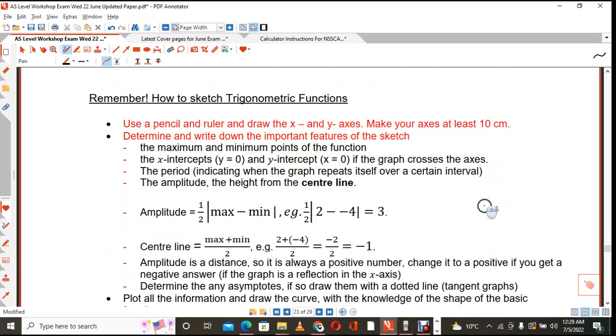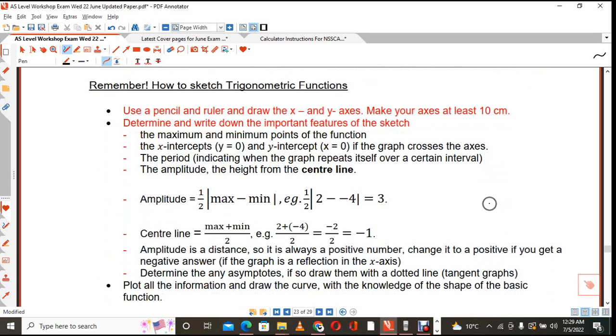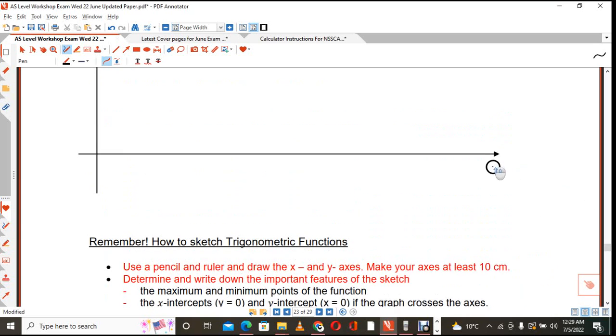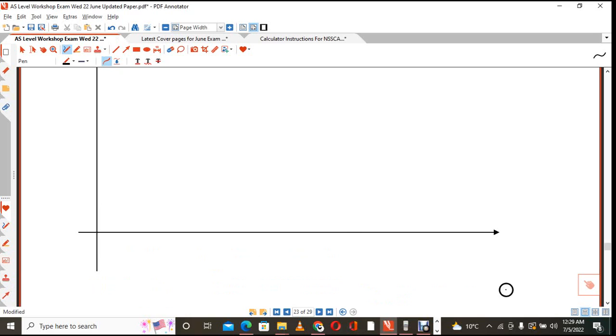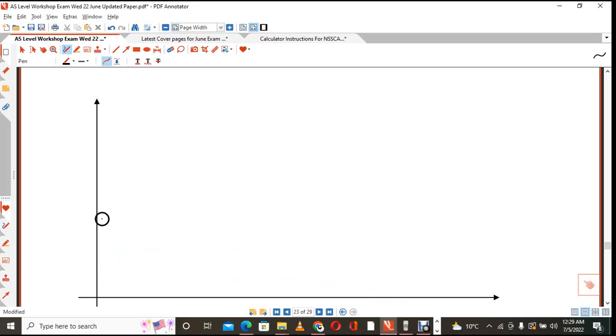Now, there are a few pointers here that I have typed for you, so you can remember what to do in an examination when you sketch a graph. Use a pencil and a ruler, and if the x and y axes are not drawn for you, it is best to have them 10 centimeters in either direction.